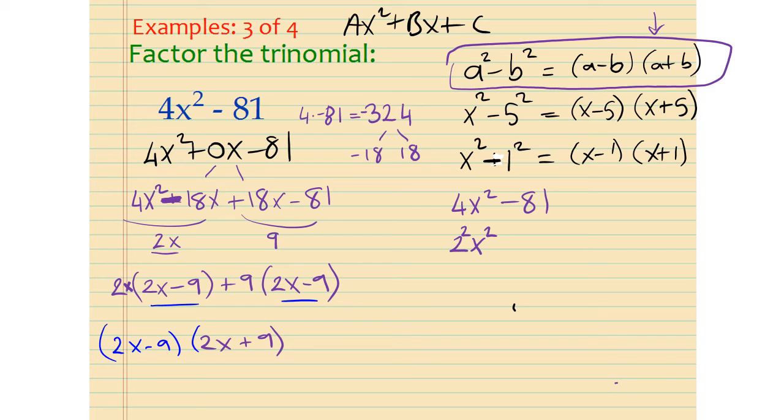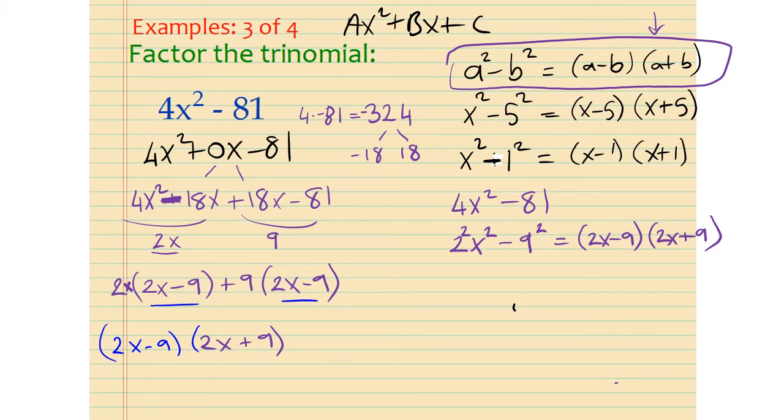So the first term is a perfect square. The second term is 9 squared. Now we do have a difference of two squares, so I can write this as first term minus second term, first term plus second term, as a quick way to factor it.